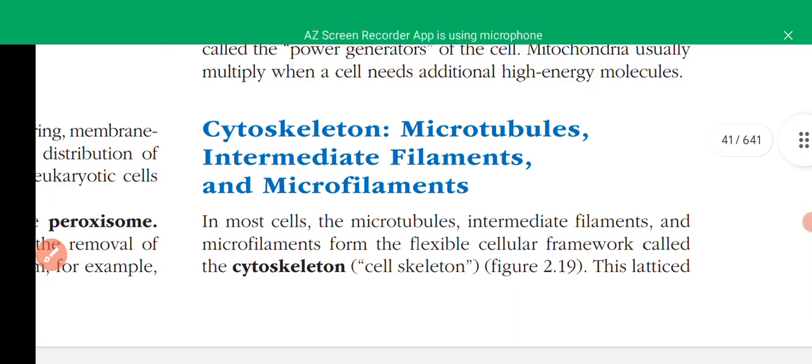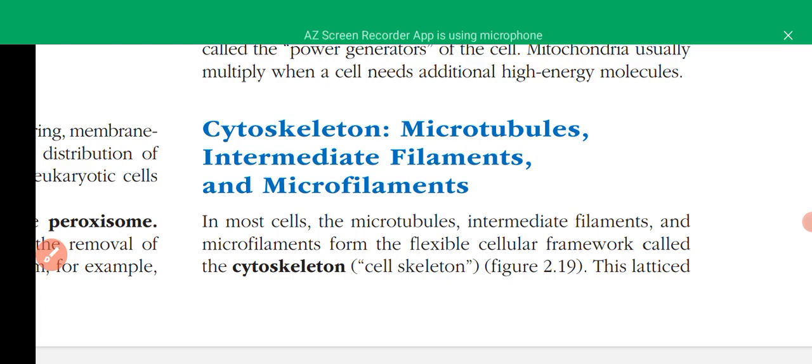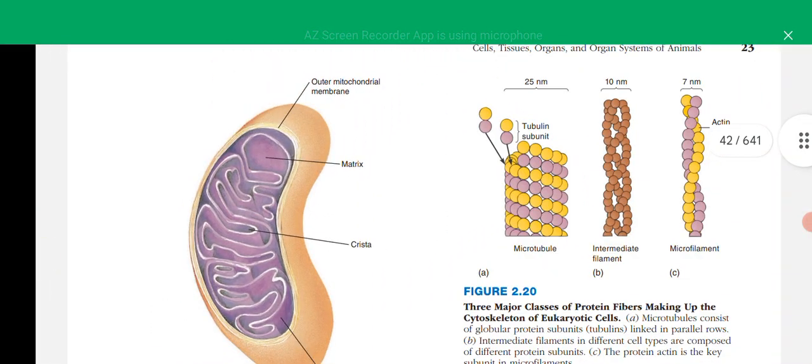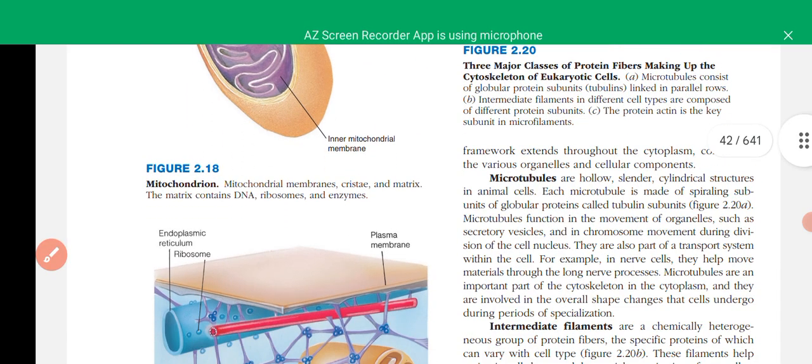Let's talk about the cytoskeleton. As humans also need a skeleton, the cell does too. They consist of microtubules, microfilaments, and intermediate filaments. Most of the microtubules, intermediate filaments, and microfilaments give a flexible and protective framework to cells and hold the structure of the cells in place. Here is our mitochondria. Let's talk first about it. Here is the outer membrane, here is the inner membrane having many foldings, and inside is the matrix of the mitochondria.